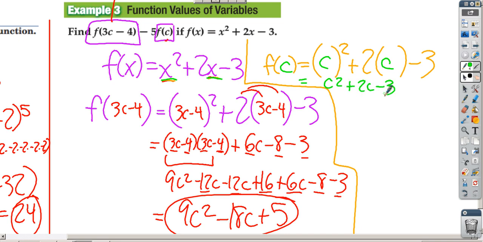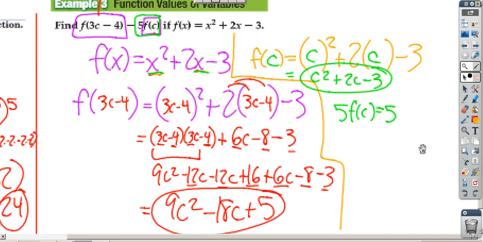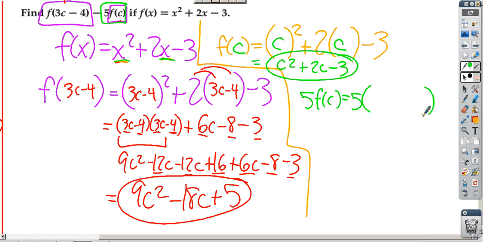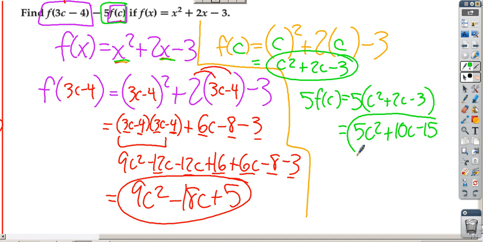But notice they're asking us for 5 times f of c. So I have to multiply this thing right here by 5 to get my final result. So 5 times this thing just means we distribute the 5, and we'll get 5c squared plus 10c minus 15. And now here's just one thing to notice. So that's 5 times f of c.